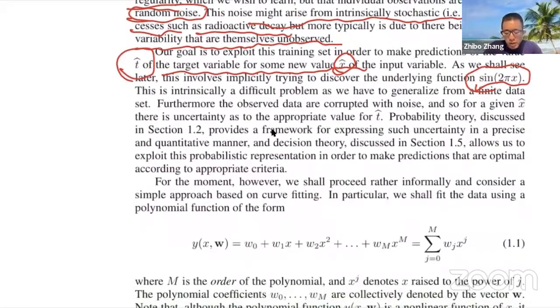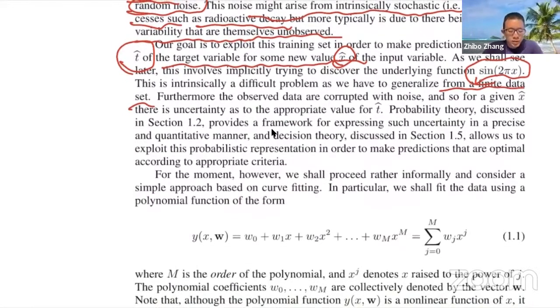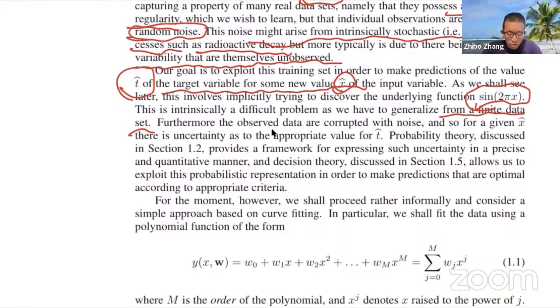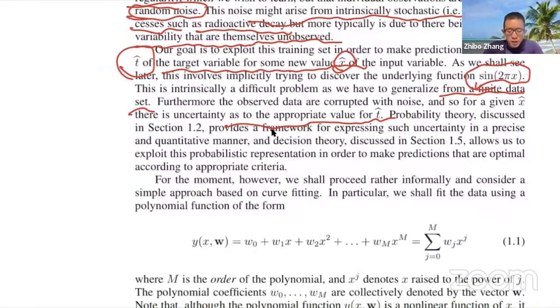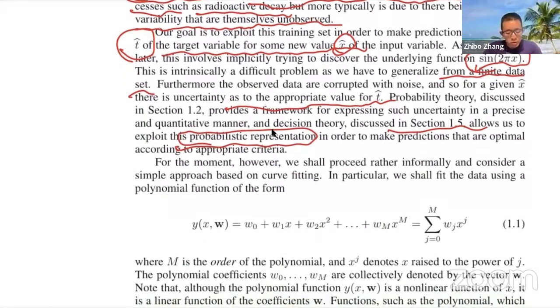This is intrinsically a difficult problem as we have to generalize from a finite data set, because we only have a few observations, right? We want to capture this pattern or this mapping underneath, which is very difficult. Furthermore, the observed data are corrupted with noise, and so for a given x-hat there is uncertainty as to the appropriate value for t-hat. Probability theory, discussed in section 1.2, provides a framework for expressing such uncertainty in a precise and quantitative manner. And decision theory, discussed in section 1.5, allows us to exploit this probabilistic representation in order to make predictions that are optimal according to appropriate criteria.